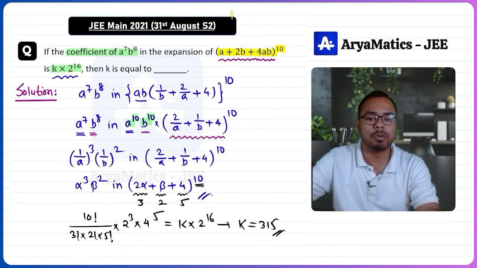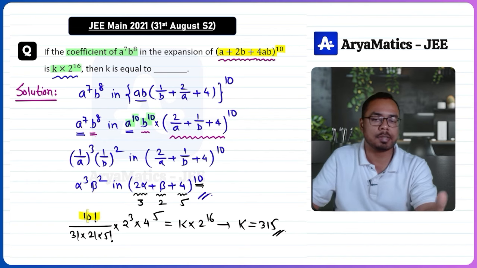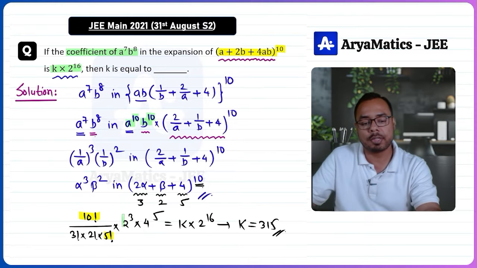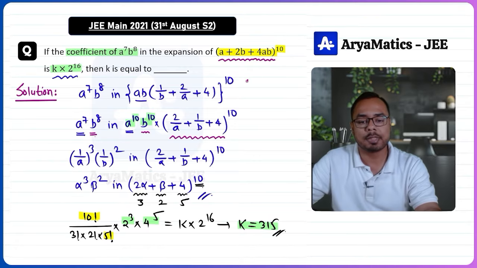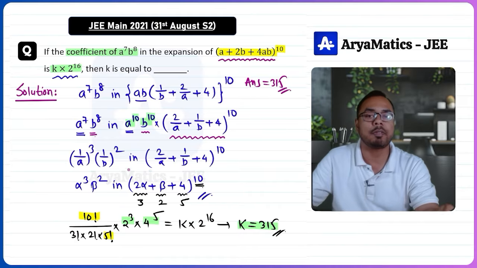Calculation is not difficult to do. 10 factorial you can write as 10, 9, 8. 5 factorial you can cancel, and then the rest of the calculation you can perform. Also, this will become 2 raised to 13, right? So from there, finally you will get k as 315. So the correct answer for this problem is that the value of k we needed is 315.